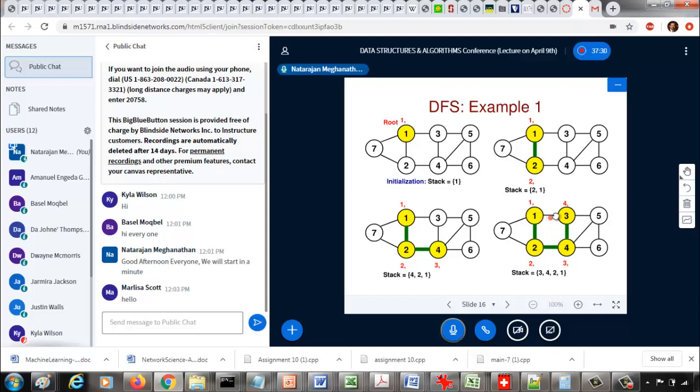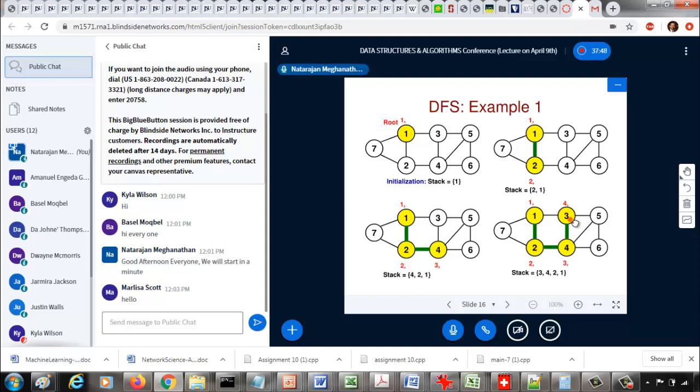So we should call this edge what is called a back edge. It's similar to a cross edge, but we use a different terminology for depth-first search. So this edge between 3 and 1 should be called a back edge. That's all we need to do, just call this edge a back edge.